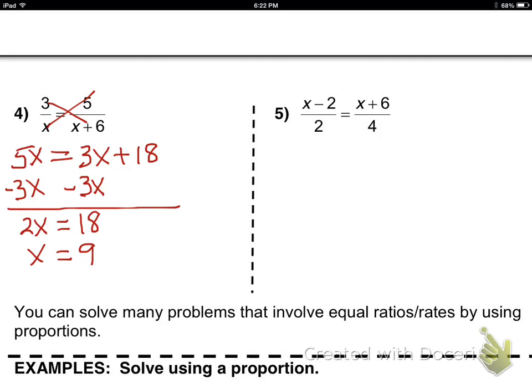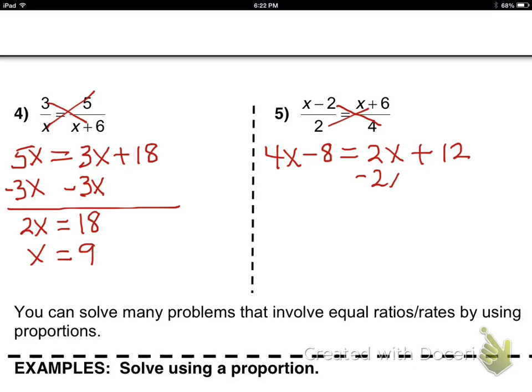Then we have example 5. Still using the cross multiplication technique to solve the proportion. So first we'll multiply X minus 2 times 4, which gives us 4X minus 8, and then we'll cross multiply 2 times X plus 6, which gives us 2X plus 12.